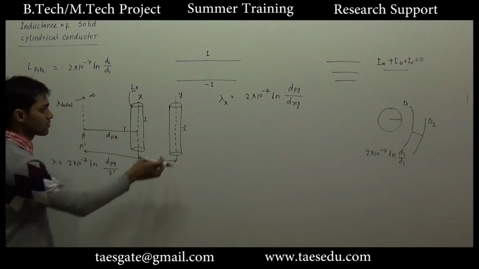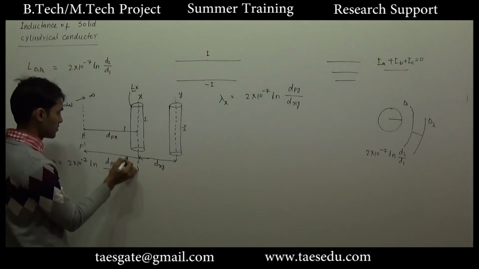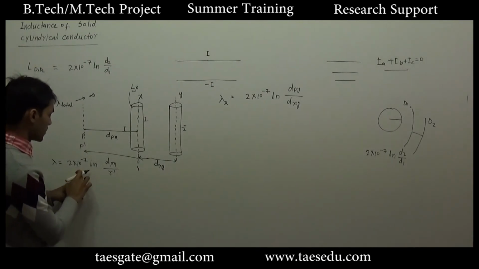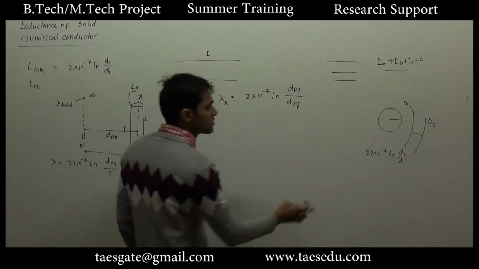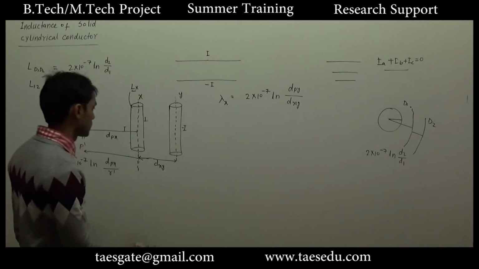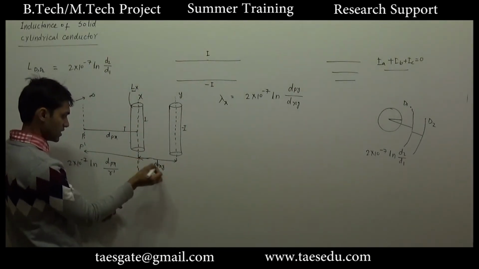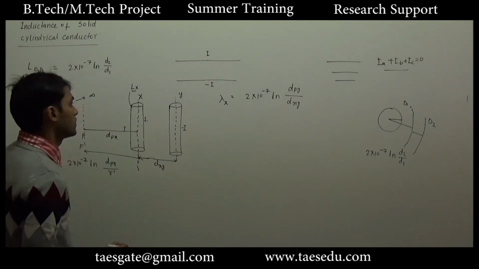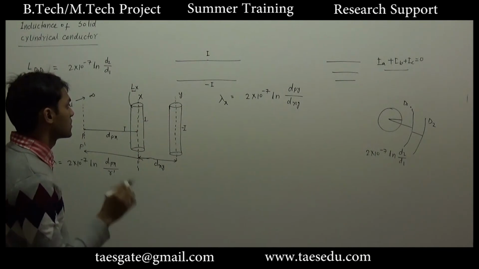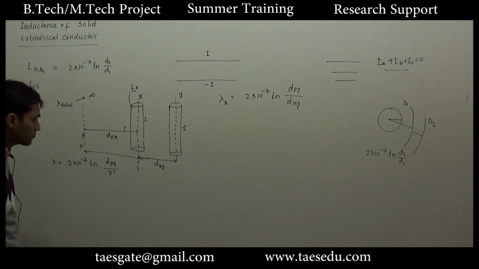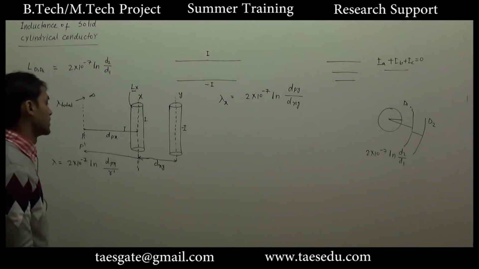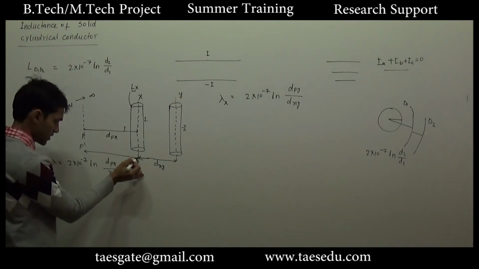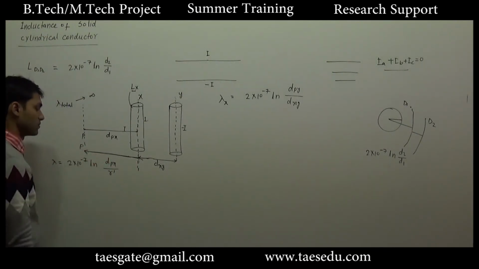The total flux linking to this conductor between conductor x to point P will be 2 into 10 to power minus 7, this whole distance, this is at the place of d2, divided by the distance between the conductor and the first point, that is dxy. Okay, so this is the flux linking to conductor x due to conductor y. Yes, I have started from this conductor and I have gone up to point P.